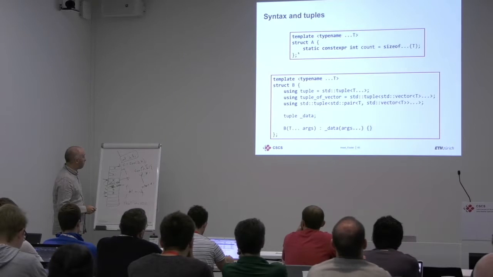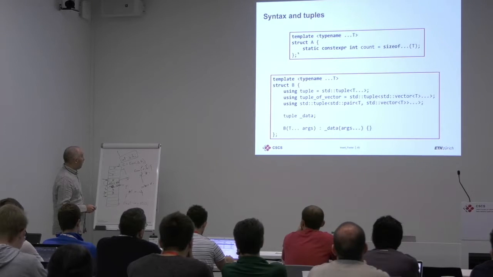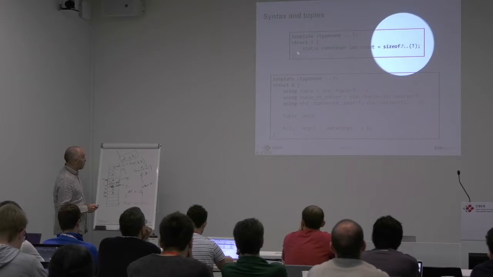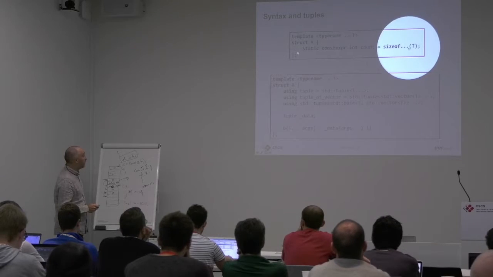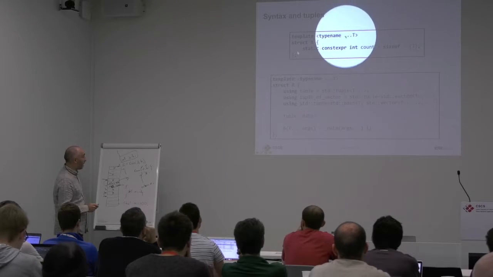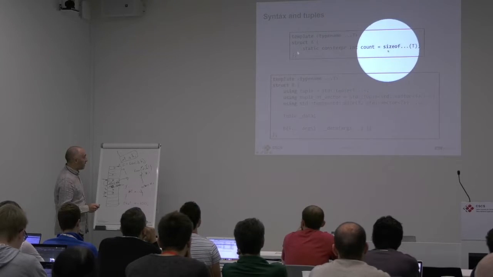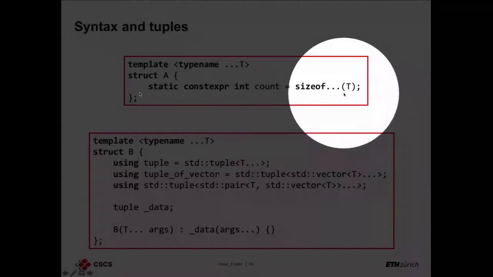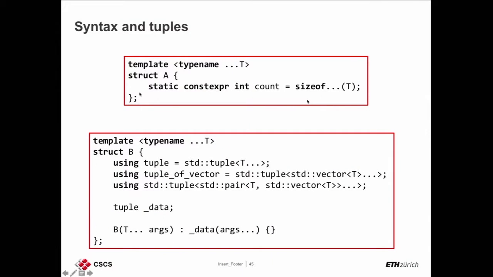Okay, so there is another feature which is sizeof...(T). So if I have a variadic template list, if I say sizeof...(T), this will give me the number of elements in that list. So if I'm passing 3 arguments, sizeof...(T) will give me 3. So there are 3 elements in this list.